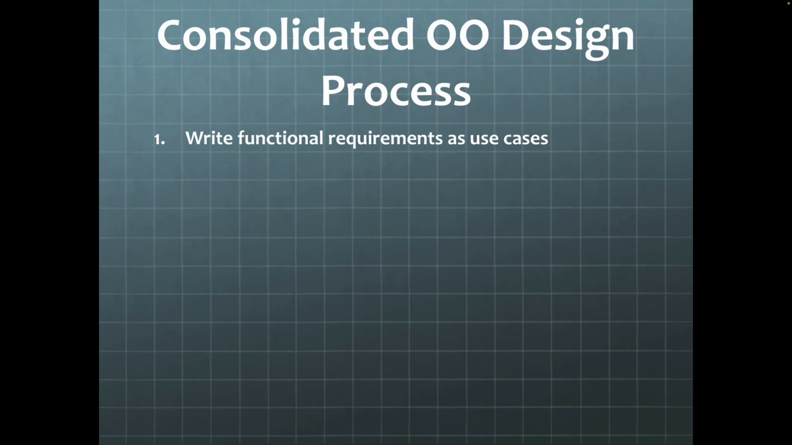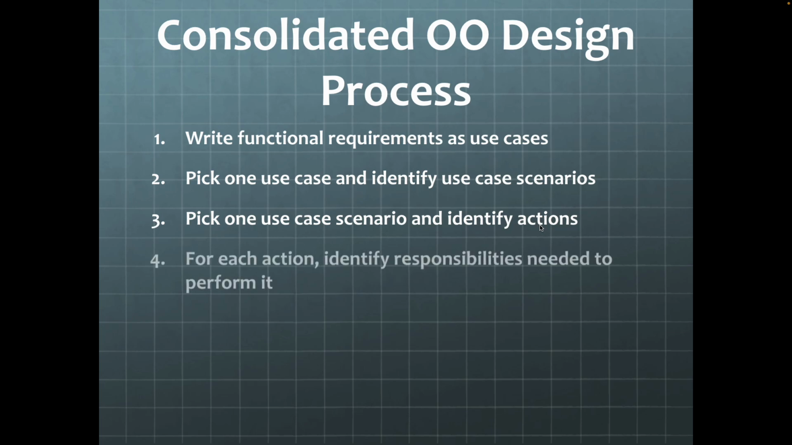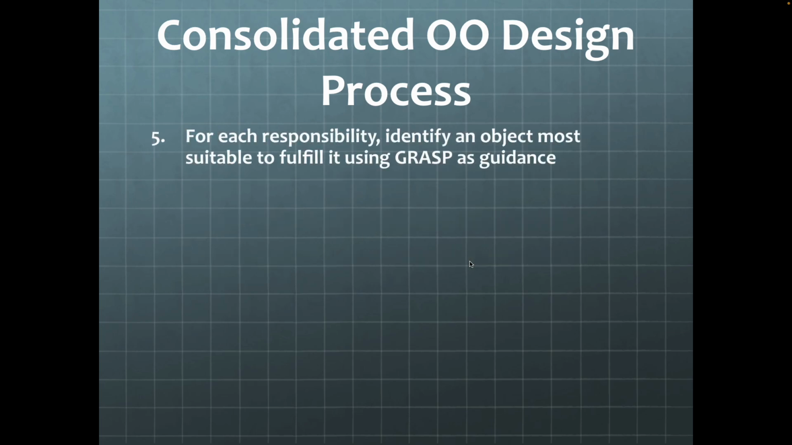So let's consolidate everything together now. We start with functional requirements, meaning how people think of requirements at the highest level in English, and you break them down into use cases. Then you take a use case and break it down into a use case scenario, meaning steps. And then for every scenario, you identify the actions. And for every action, you identify the responsibilities. And then for every responsibility, you want to pick the object that's most suitable to fulfill it, using GRASP patterns as guidance.